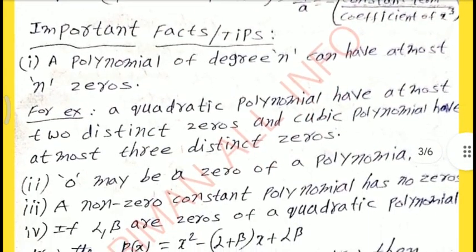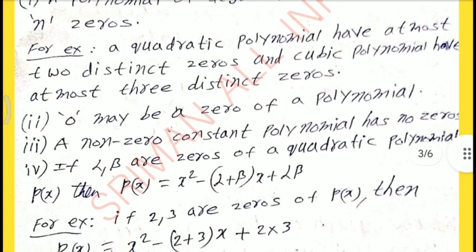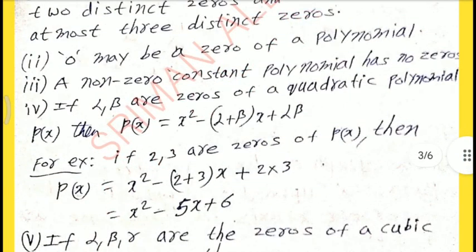Important facts or tips. First one, a polynomial of degree n can have at most n zeros. For example, a quadratic polynomial has at most 2 distinct zeros and a cubic polynomial has at most 3 distinct zeros. Second point, 0 may be a zero of a polynomial. Third one, a non-zero constant polynomial has no zeros.